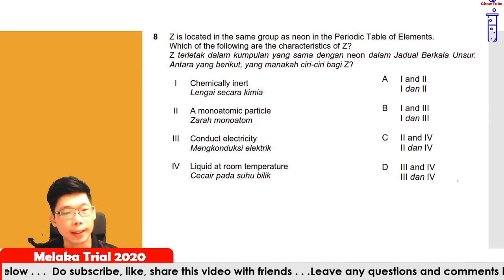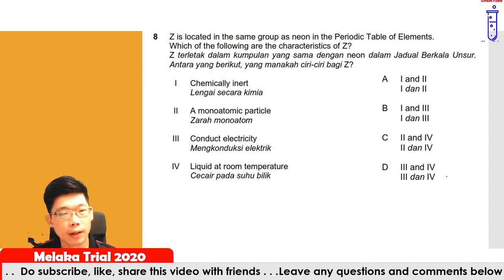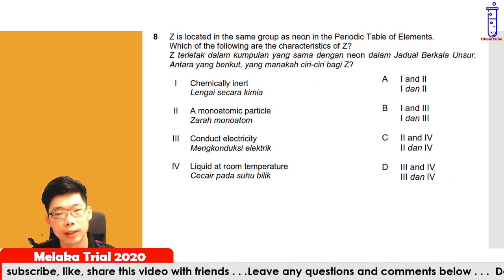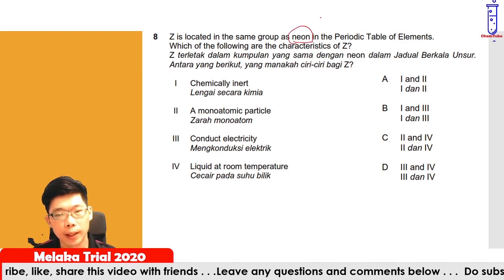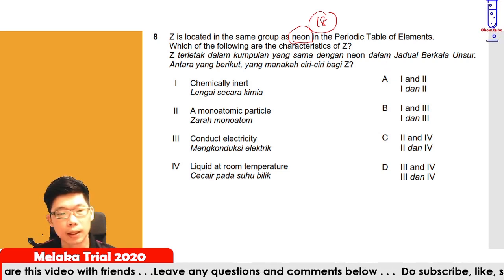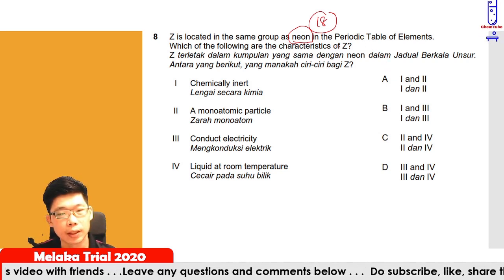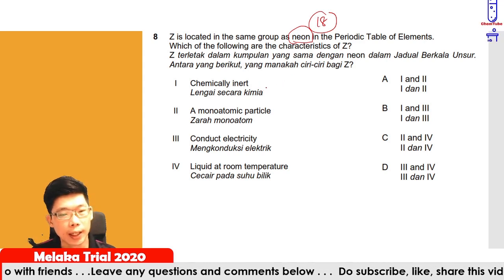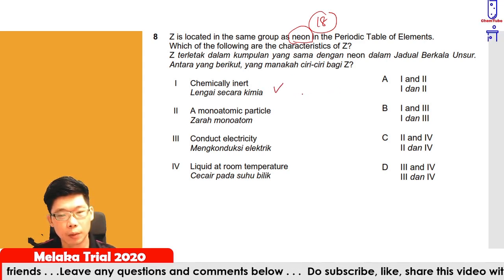Okay, and number 8. Z is located in the same group as neon. So neon is group 18, so it's the inert gases. Which of the following are the characteristics of Z? Chemically inert. Yes, one is yes.